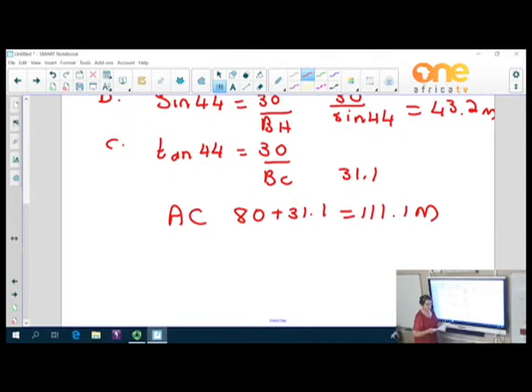Right, grade 11. So now you can do the second part, which is now a little bit more difficult.